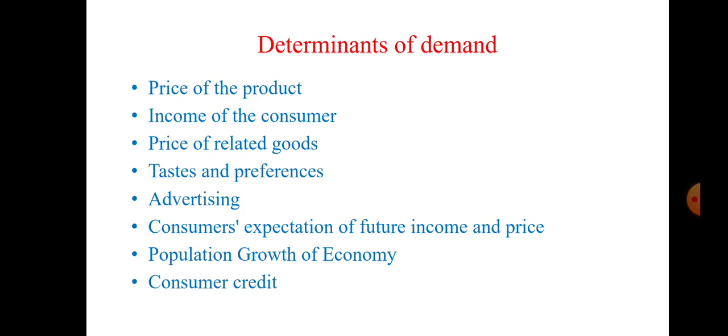The third one is the price of related goods. The price of related goods also influences the demand. Suppose the price of a related good decreases, then the demand for a particular product may come down, because consumers prefer to buy the related good based on its price compared to the good they were purchasing. And the fourth one is tastes and preferences.